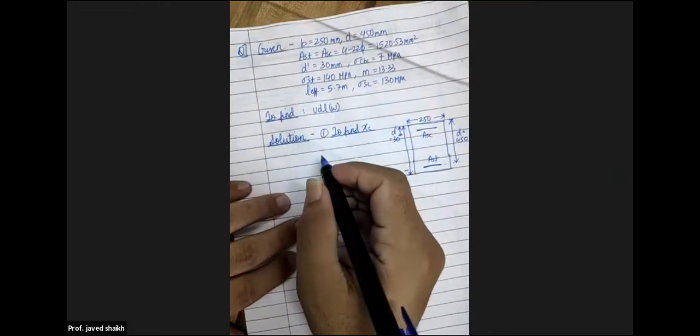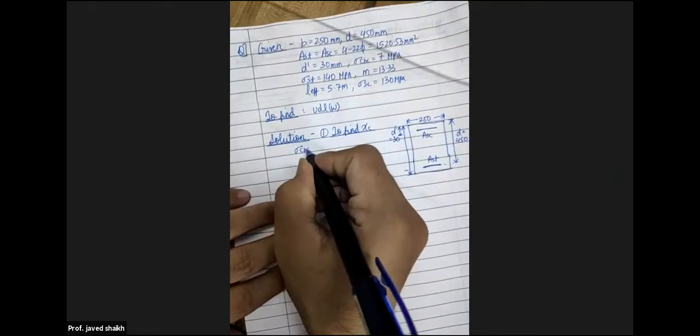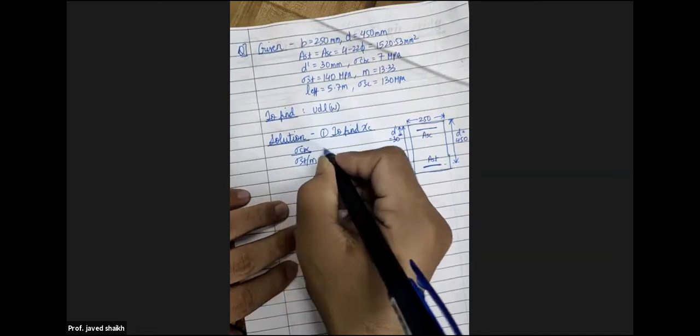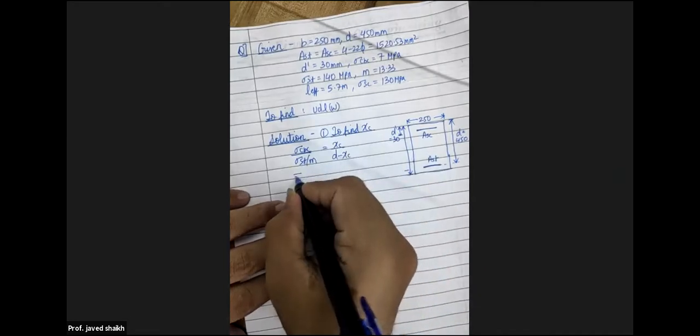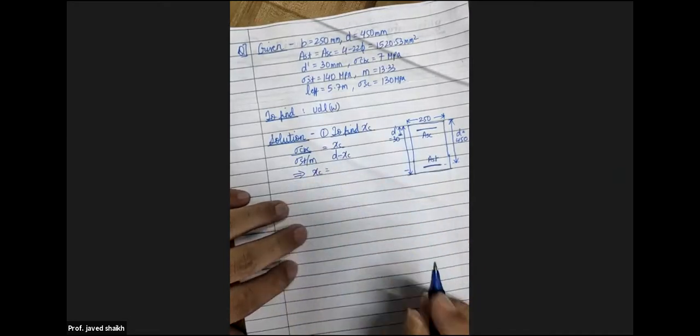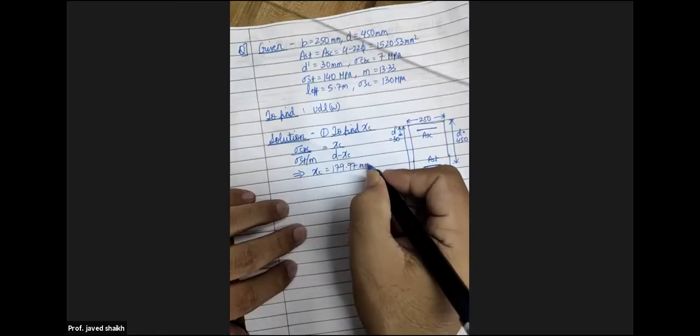So the equation to find out XC is sigma CBC upon sigma ST by M equals XC upon D minus XC. So which implies XC is equal to, come on, give me the value. 179.97. Okay, 179.97. What about others? Is that correct, what he said? Just confirm. Others also getting the same value?